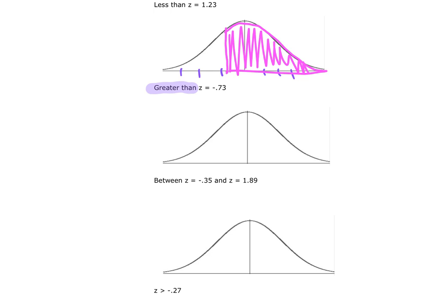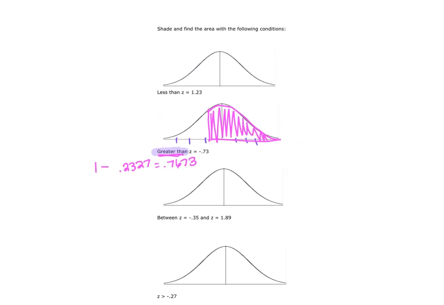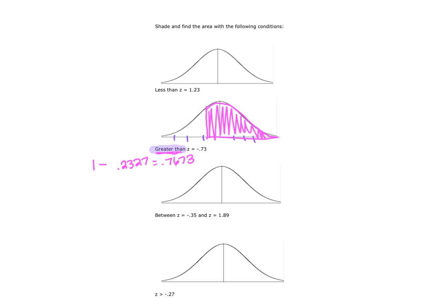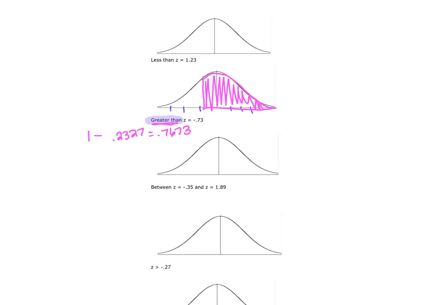So in order to find that, because of the greater than, that means we're going to look for the corresponding percentage on our table. So negative 0.73, and that's 0.2327. But because of the greater than, we're doing 1 minus that. So what does that give us? 0.7673. Okay, does that hopefully make sense? So that's for greater than negative 0.73. I skipped that first one.